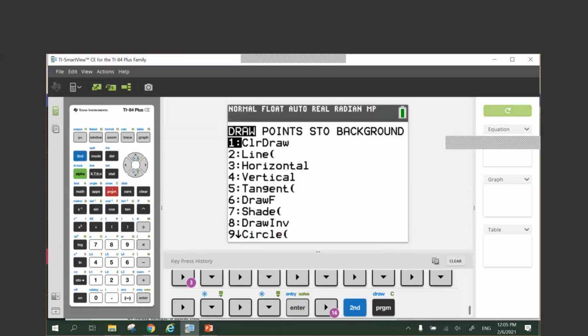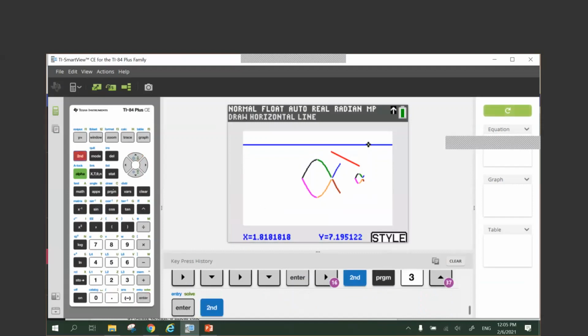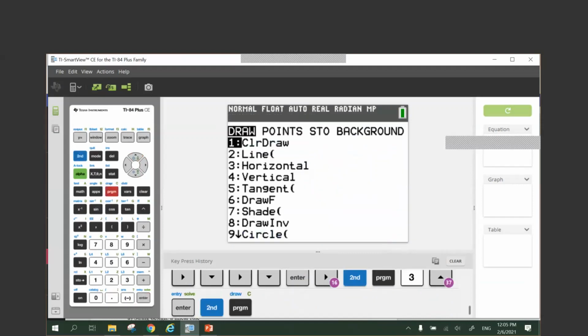Okay, let me draw a horizontal line. So for a horizontal line, you just need to shift to the position that you want the horizontal line to be. Same, you can change style. I shall not change the style to save time. So I'm happy here. I press enter. Similarly for vertical line, I shall not illustrate that. Number 5, tangent. Number 5, tangent is to draw tangent to a curve, which I don't think I will be using now.